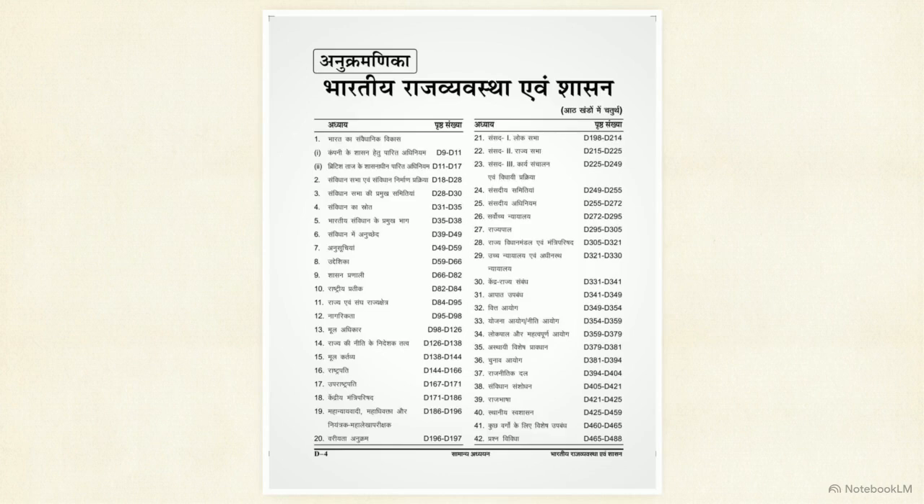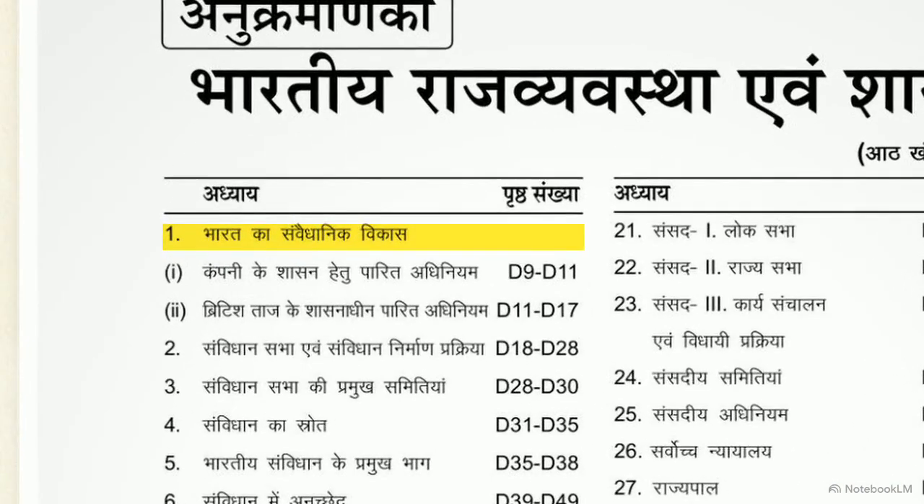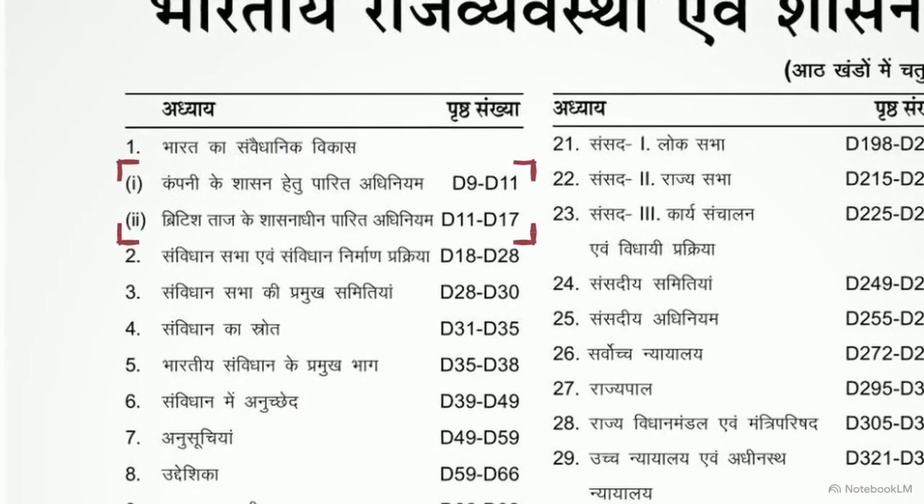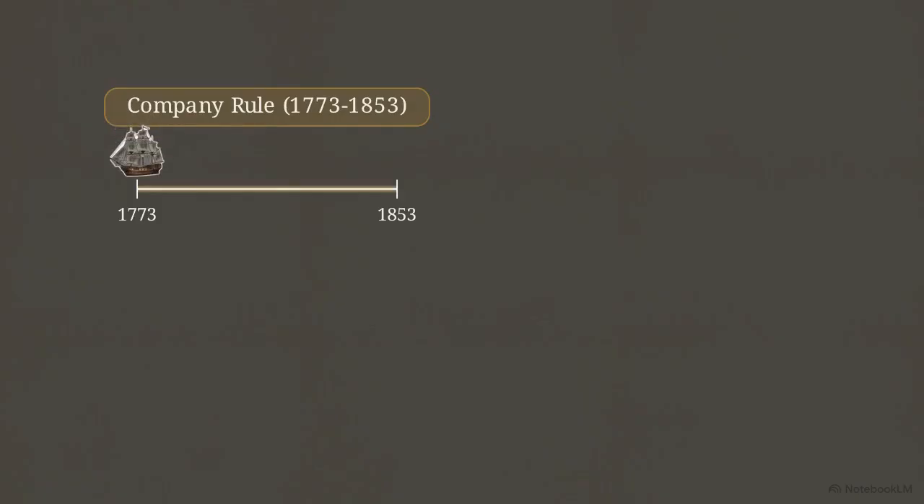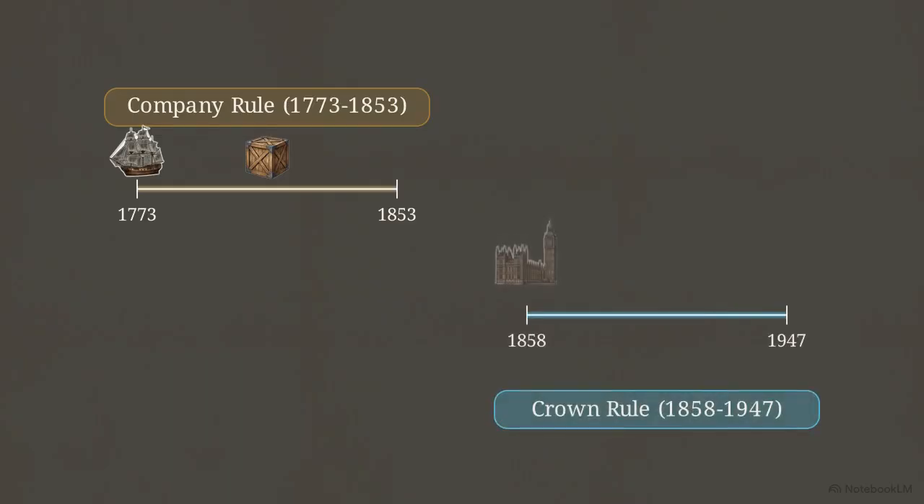This syllabus index breaks down the immense subject of Indian polity into 42 distinct components. Right at the top is Chapter 1, Constitutional Development of India. Notice how this foundational chapter is systematically divided into two distinct historical eras. This timeline's first track charts the East India Company rule. It encompasses the initial regulatory framework, spanning from 1773 to 1853. The second track isolates Crown Rule, covering 1858 to 1947, mapping the era of direct imperial administration.